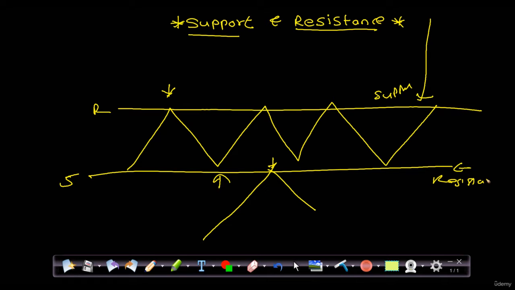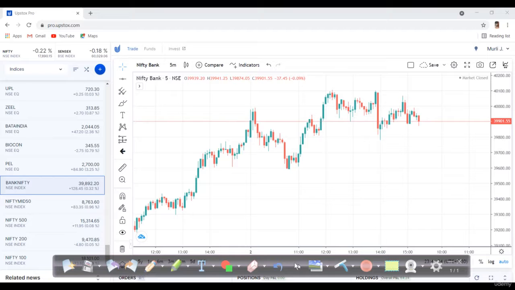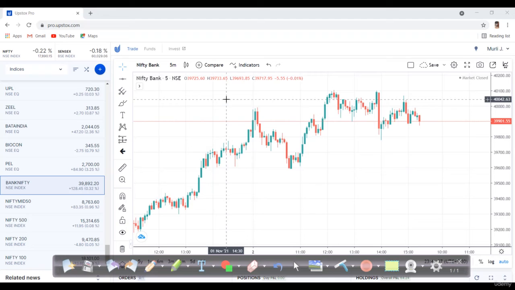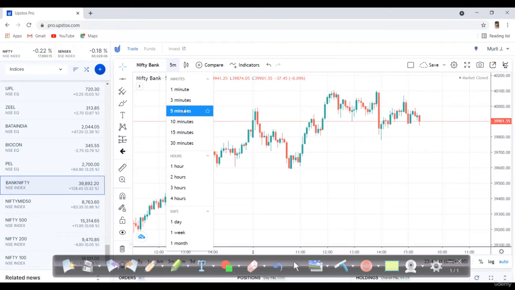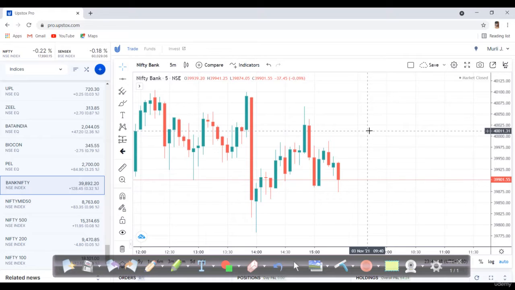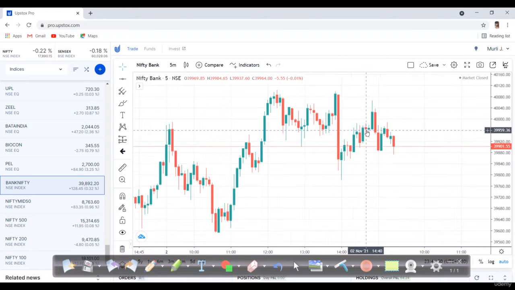Now let's check a live example where we can see some support and resistance, and I can mark the support and resistance in front of you. Just give me a minute. The first rule is to use any time frame which you are comfortable with. For example, for now I am choosing the 5 minute. You can use any for analyzing the stock. Now I will check from where the market got rejected.